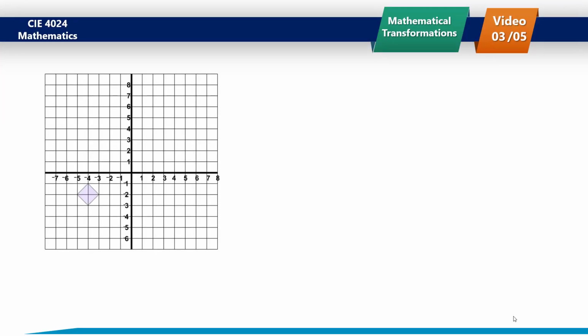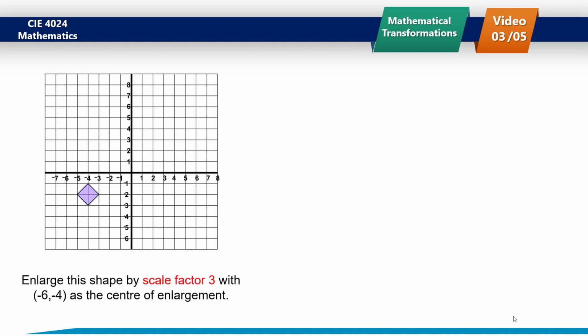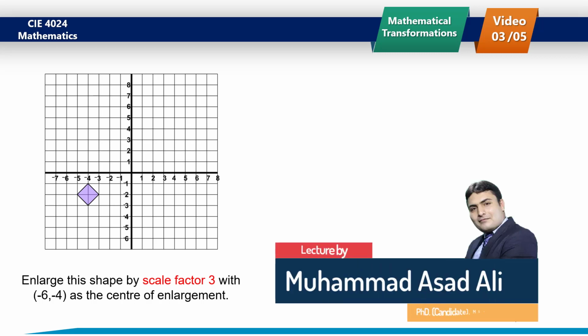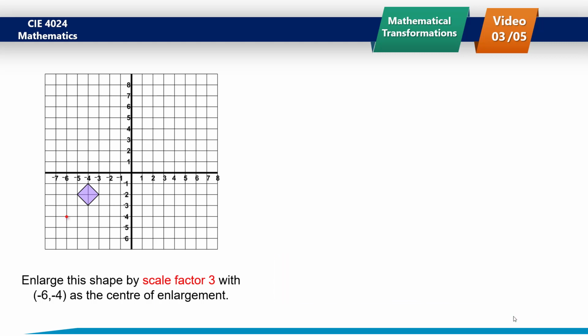So let's take an example. We have a square here and we enlarge this shape by scale factor 3 with -6 and -4 as the center of enlargement. So this is the statement of the question. So we know that the center of enlargement is -6 and -4. You can see a red point there. What we will do is make points on each vertex of the shape and then join all the vertices by straight lines to the center of enlargement, like this.